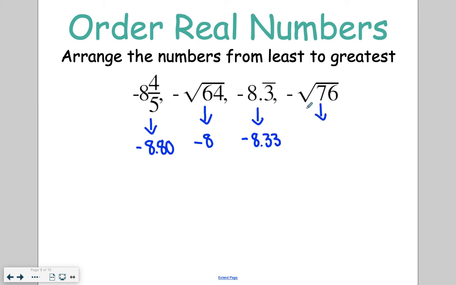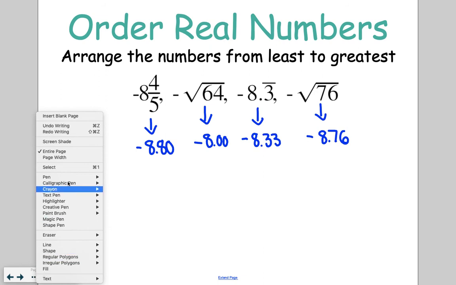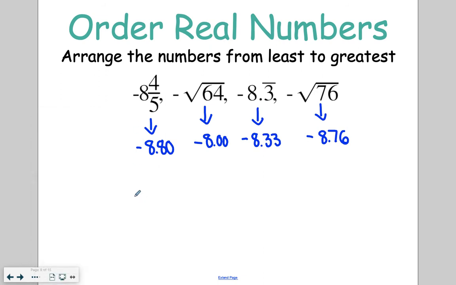And then when I put the square root of 76 into the calculator, I'm going to get an answer of -8.76. Now, these are negatives, so the least is actually the greatest value. So we're looking at 80, we're looking at 0, 33, and 76. 80 being the biggest, which means my smallest value is -8 4/5. When you are putting them in order, you need to use the original values, not the rounded decimal values.